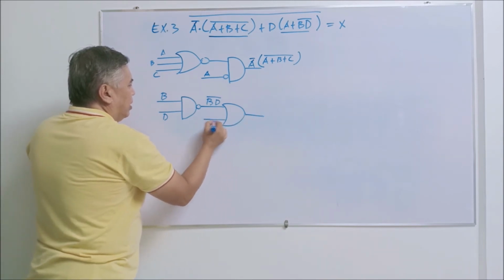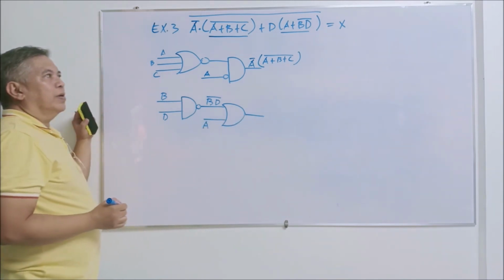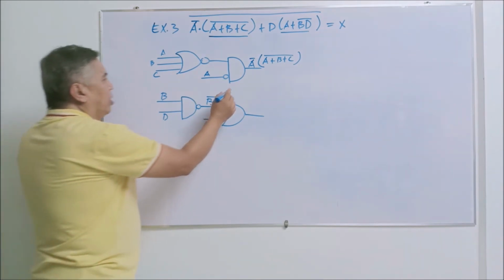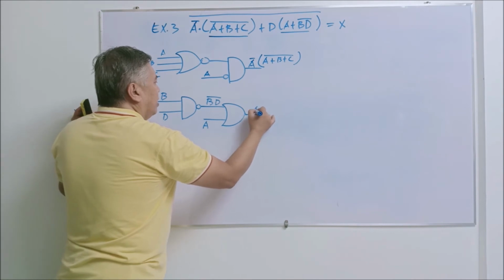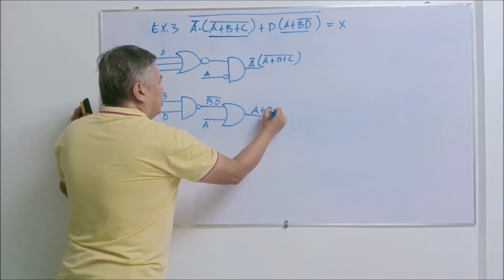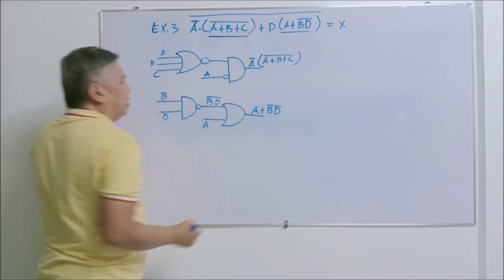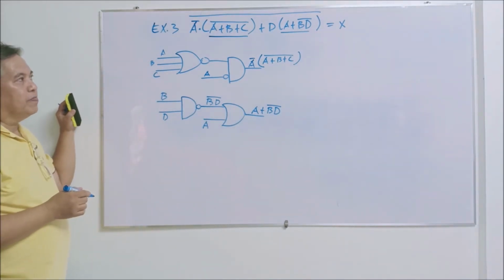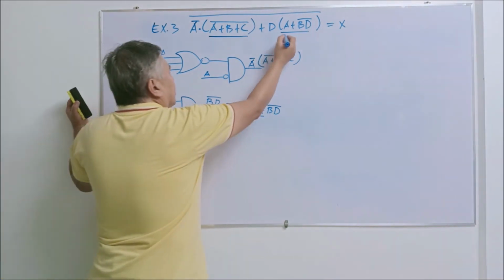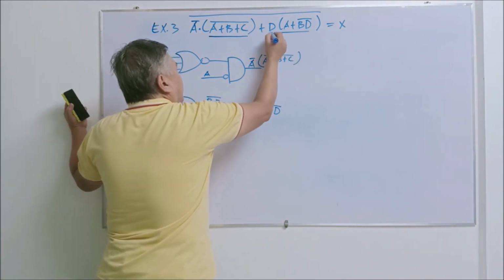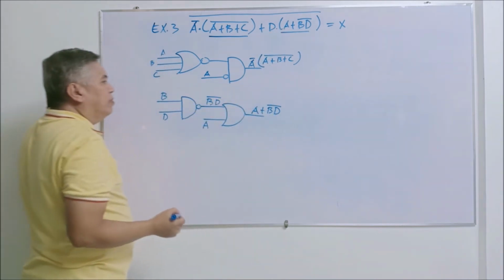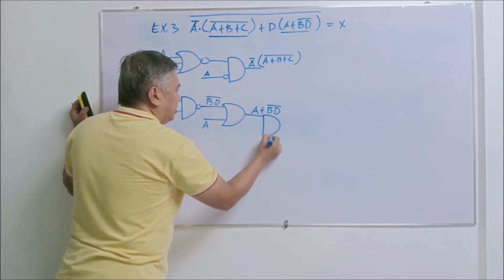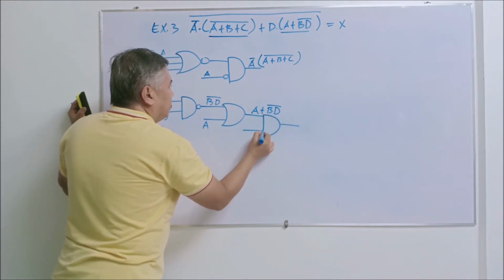The input is A. Okay? So you have the output here now becomes what? A plus BD complement. That will be the output of your OR gate. And remember that this equation here is being ANDed to D, or multiplied to D. So you draw an AND gate here. Then you have input D.